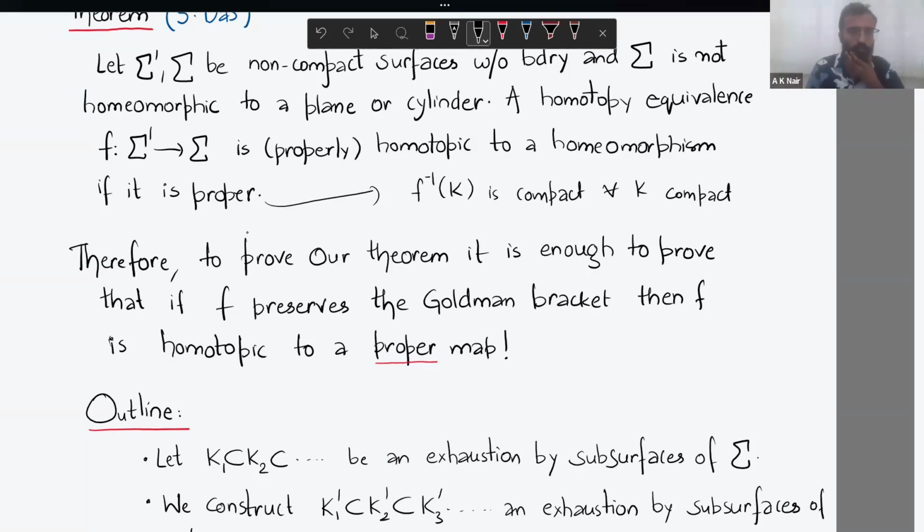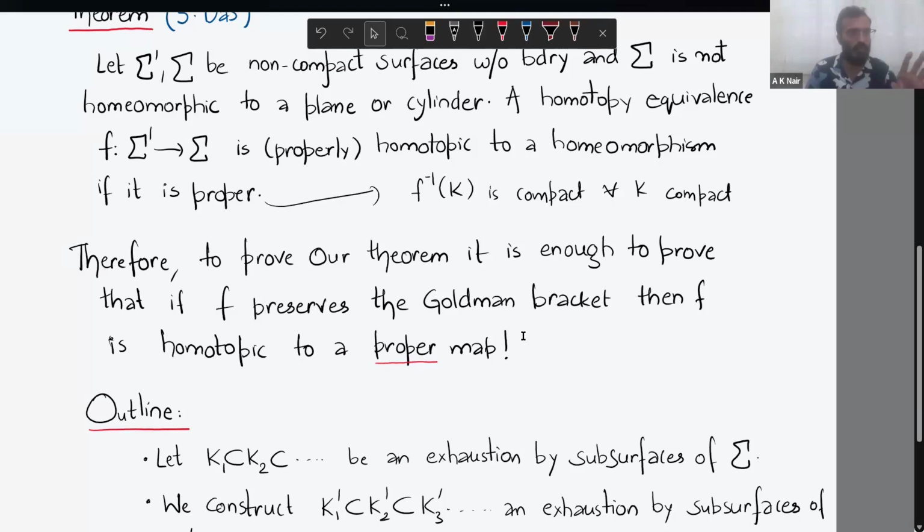So by this reduction, to prove our theorem, it is enough to prove that if F preserves the Goldman bracket, then it is actually homotopic to a proper map. Then you would have a homotopy equivalence homotopic to a proper map, so it has to be homotopic to a homeomorphism. So the only thing we have to prove now is that if you have a homotopy equivalence that preserves the Goldman bracket, it is actually homotopic to a proper map. I hope this reduction is clear.